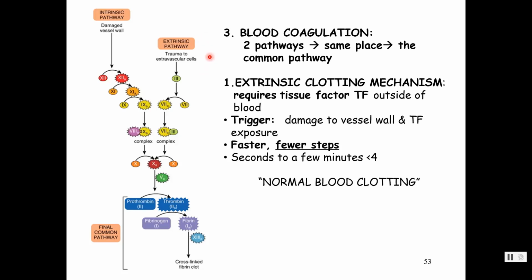So we have trauma to extravascular cells. You've had an injury. We are going to get tissue factor, so from outside of the blood. That's going to be the trigger for this branch of blood clotting. Notice it has fewer steps. It is going to be faster, and so it takes seconds to a few minutes for a normal blood clot to form. And so that's the extrinsic pathway.